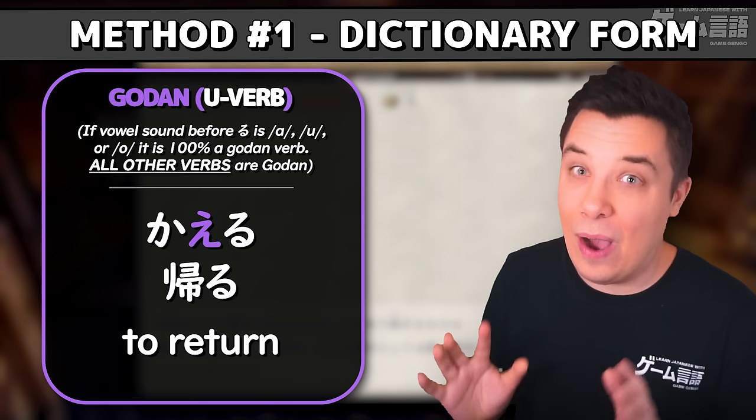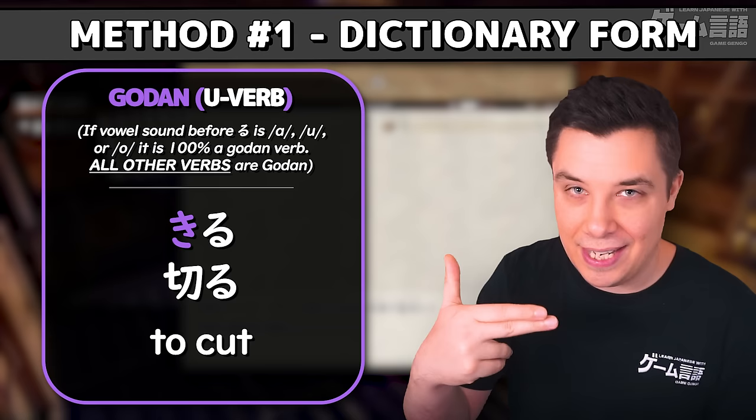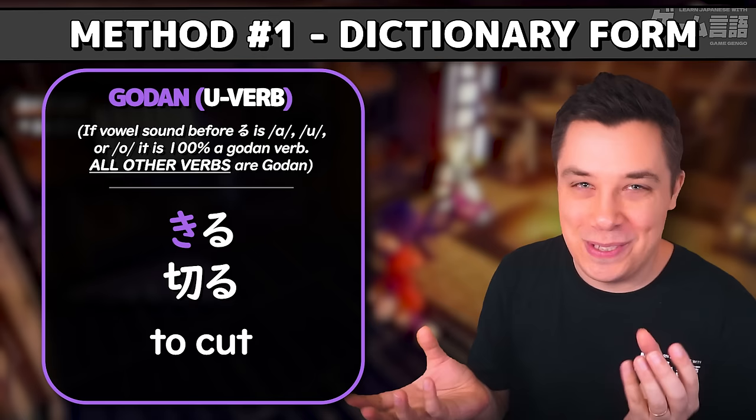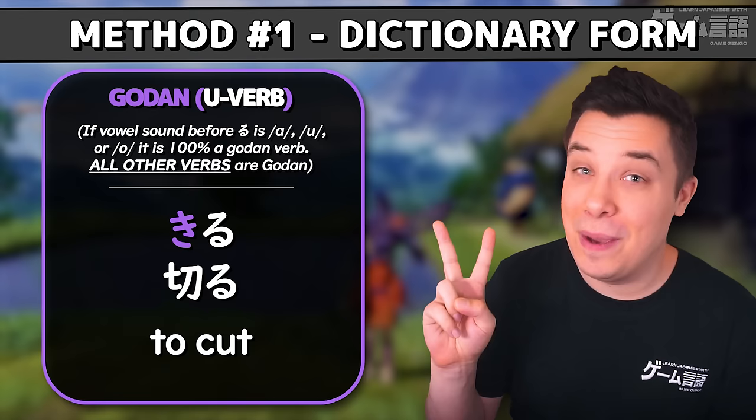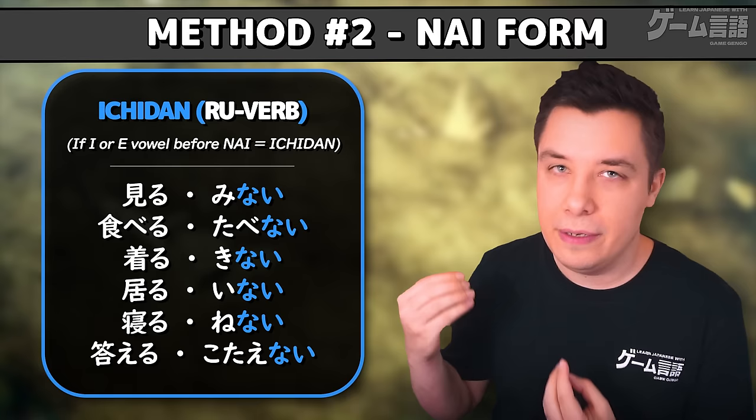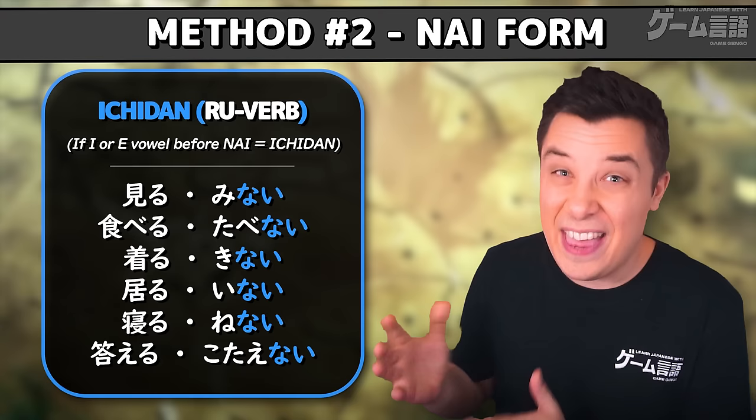Same thing with kiru, to cut, and kiru, to wear. One of them is an ichidan, one of them is a godan. Oh no, how are you supposed to tell which one is which? And this is where using method number two is going to help you out. Method number two revolves around the nai form, the negative form, and this has 100% accuracy.